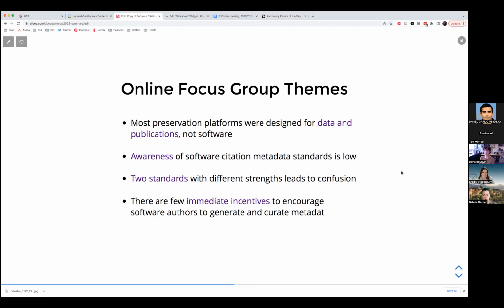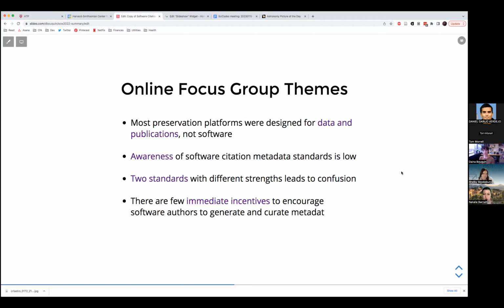Awareness about software citation metadata standards is pretty low. It's going to vary from field to field. Some fields are more aware of, say, the CFF file format or CodeMeta, but generally it's not something that is really widely known about. And I say two standards with different strengths here leads to confusion, because there are these two metadata formats that can support software citation needs, but because they have different strengths, it makes it a less straightforward message for software authors and for people trying to cite software, what they should do with those files.